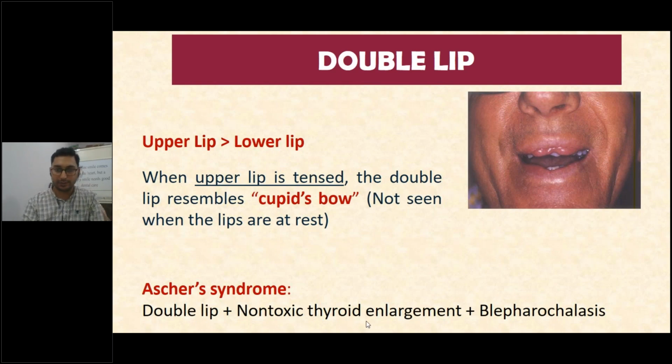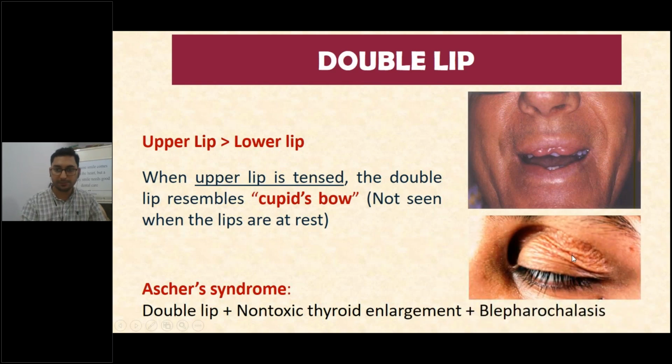Next is non-toxic thyroid enlargement. You can see lip here. You can imagine thyroid enlargement. And next is blepharochalasis. What is blepharochalasis? I'll just show you an image. This is blepharochalasis. Okay, this is basically folding of the upper eyelid. That is known as blepharochalasis.